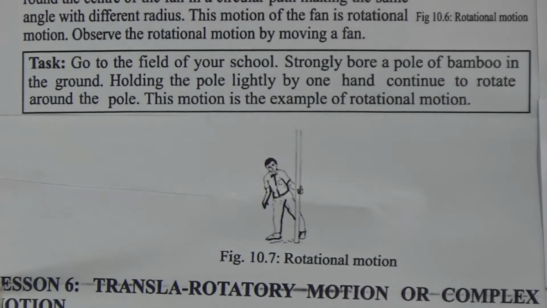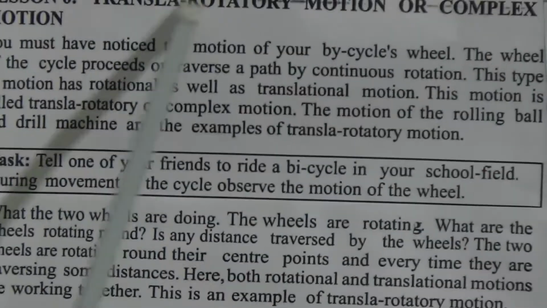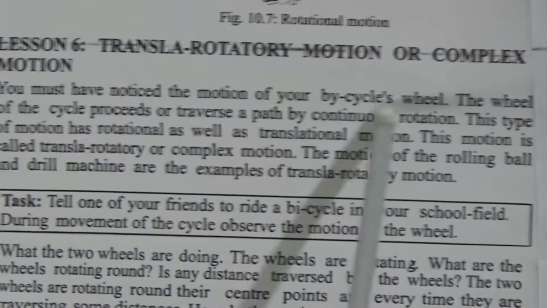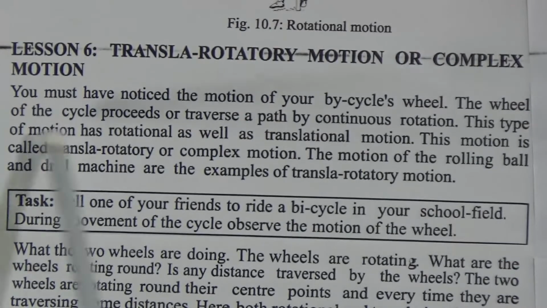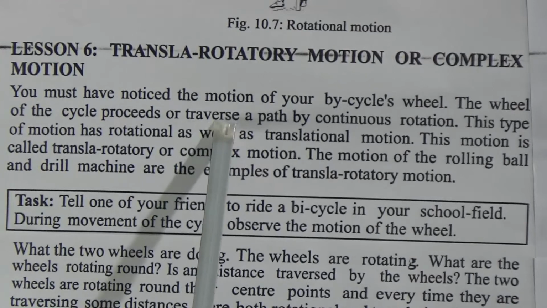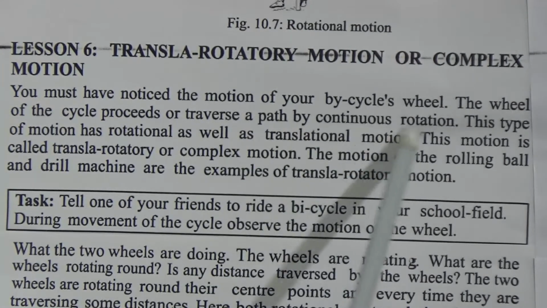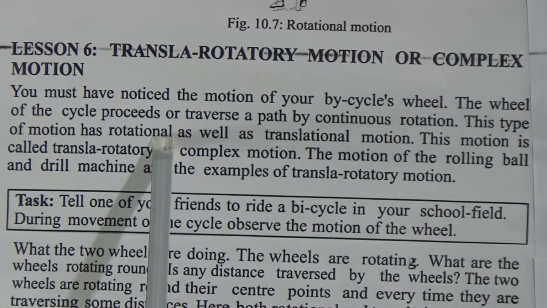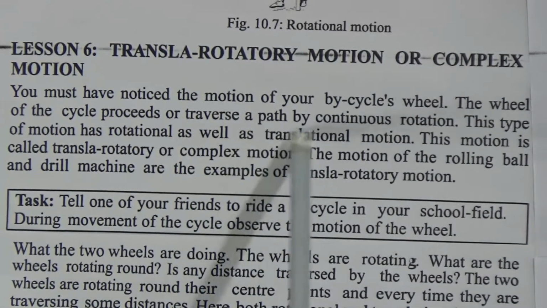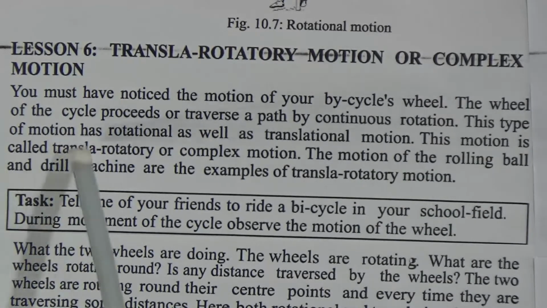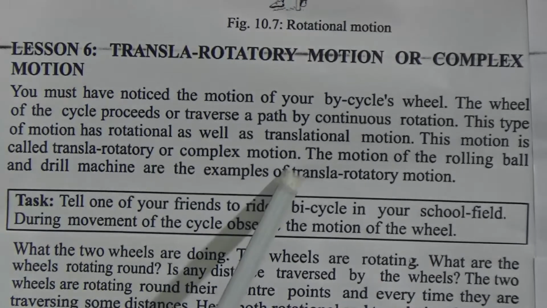Now we will discuss lesson 6, that is translatory motion or complex motion. You must have noticed the motion of a bicycle's wheel. The wheel of the cycle proceeds or traverses a path by continuous rotation. This type of motion is called rotational motion, as well as translational motion. This motion is called translatory motion or complex motion.